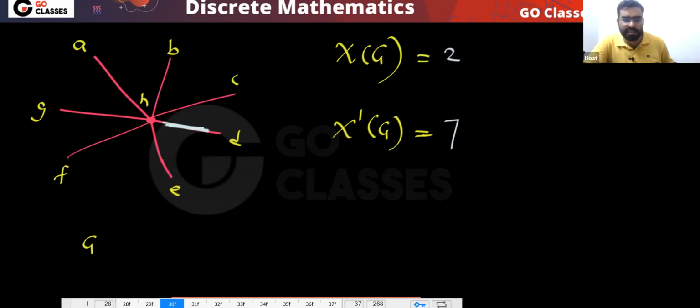Because if I give this color here, I cannot give this color again. I cannot give this color again. So I can give some other color here, and some other color here, and some other color here. Like this, I am using some other colors. So this is the idea.